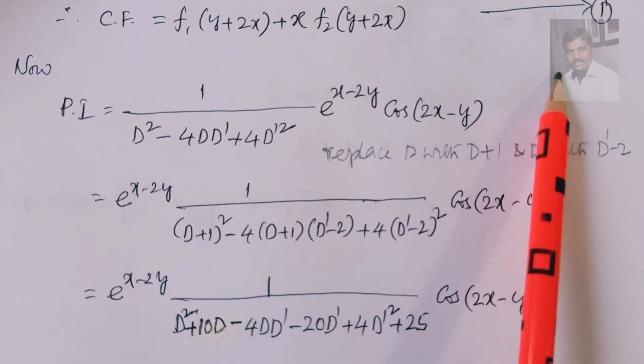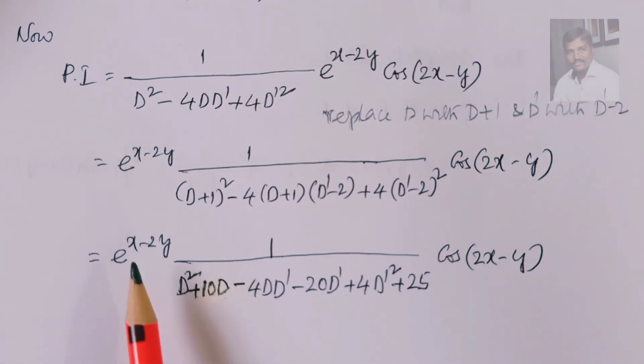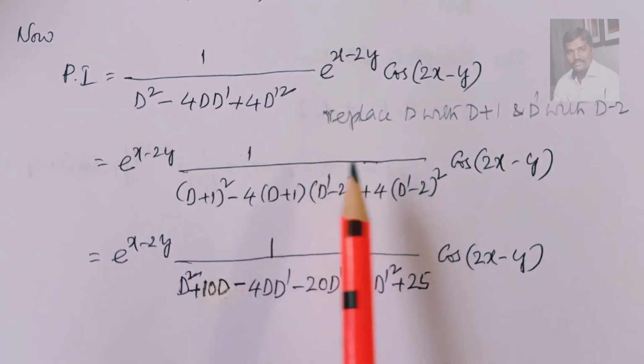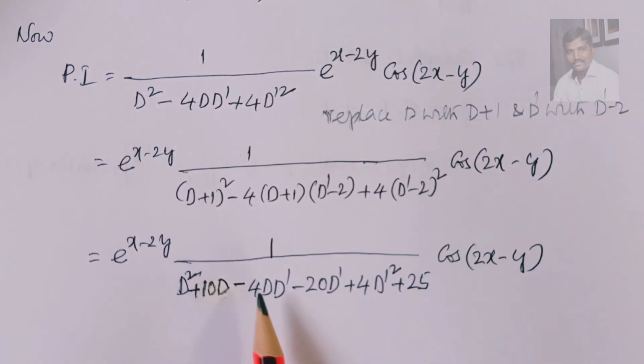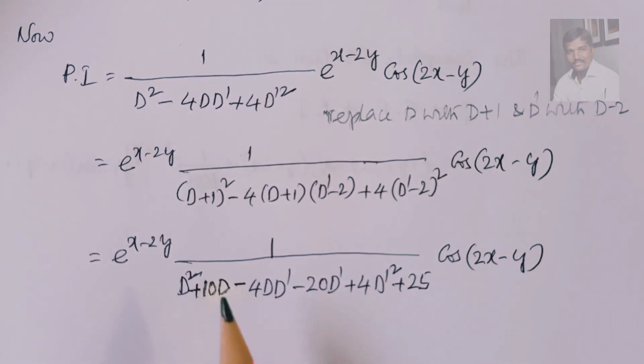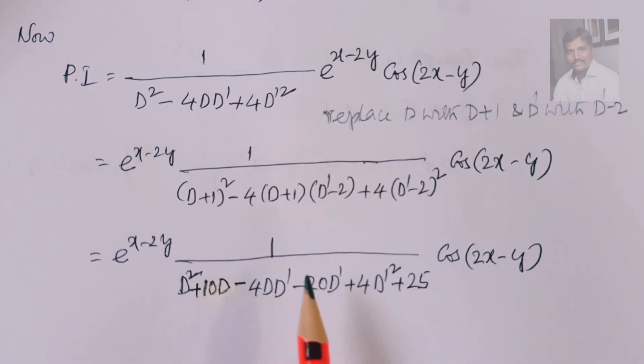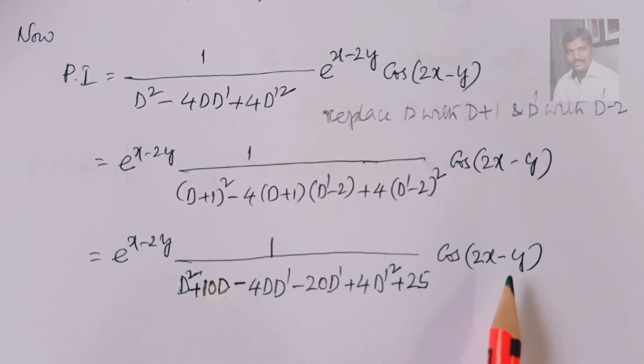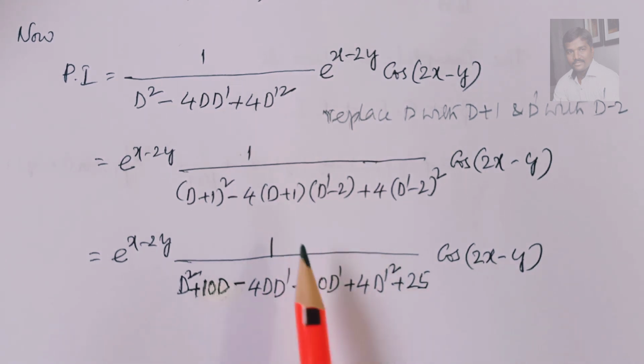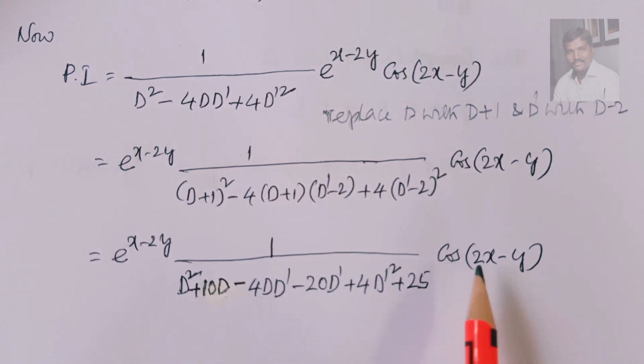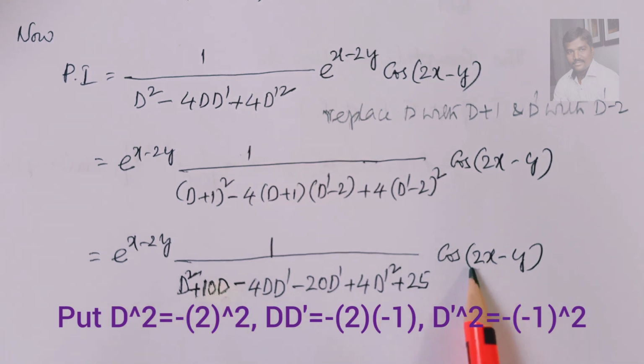Okay, so after simplifying that, you will get e^(x−2y) · 1 / (D² + 10D − 4DD' − 20D' + 4D'² + 25) cos(2x − y). Now, since it is a trigonometric function, to solve 1/f(D, D') on the trigonometric term, you have to replace D² with −2², DD' with −2 × (−1), and D'² with (−1)².